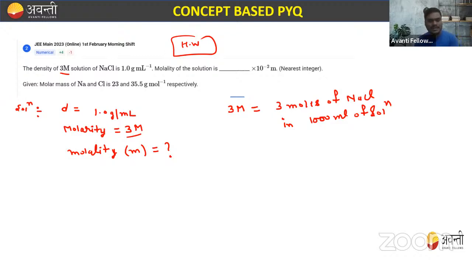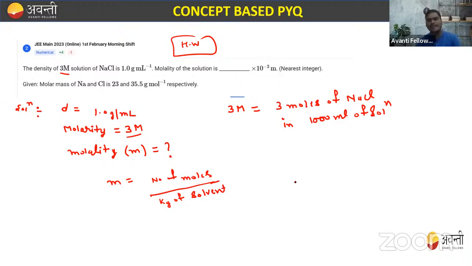From here it is clear that the number of moles is 3. So we know 3 moles of NaCl are in 1000 ml of the solution. Now our work will become easy, because for molality we need the number of moles divided by per kilogram of solvent. This is what we need for calculating molality. This is the formula of molality.